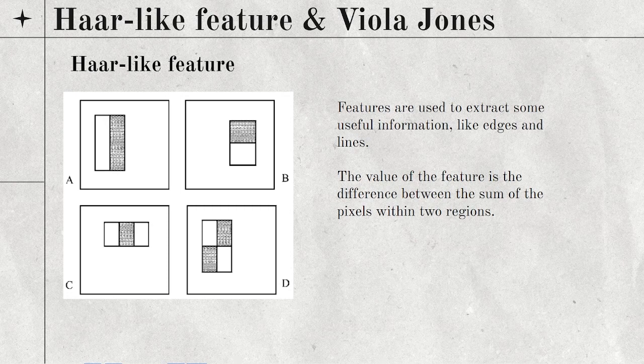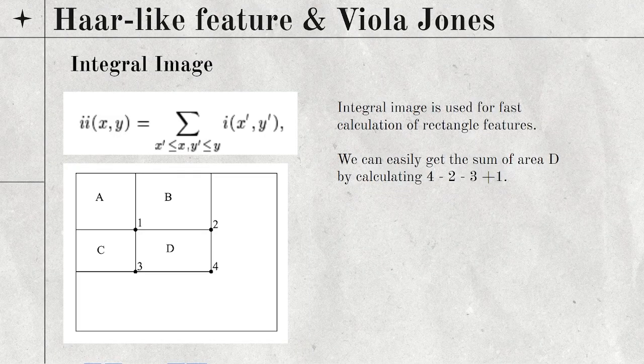The value of the feature is the difference between the sum of the pixels within two regions. In order to calculate the pixels in a region, we transform our data into an integral image. The formula of the integral image is this. The value of the current pixel is the sum of the pixels whose x and y are both not larger than the current pixel in the original image. After transforming into an integral image, for example, we can calculate region D by 4 minus 2 minus 3 plus 1.